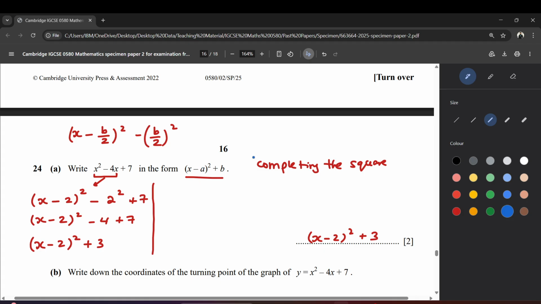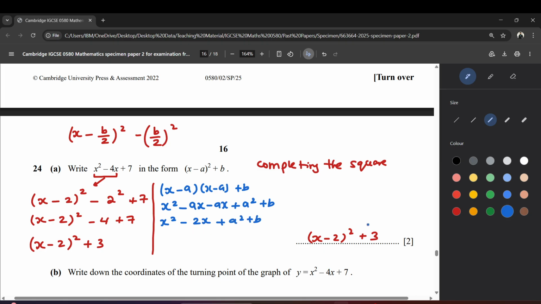An alternative way is that you expand this bracket. Okay, so (x minus a) whole square plus b basically means (x minus a) times (x minus a) plus b. So this becomes x square minus ax, then this minus a times x will be minus ax again, minus a times minus a is plus a square, plus b. Okay, simplify this: x square minus 2ax plus a square plus b.